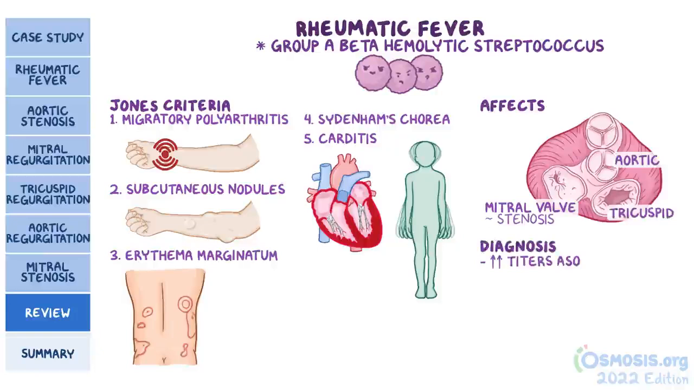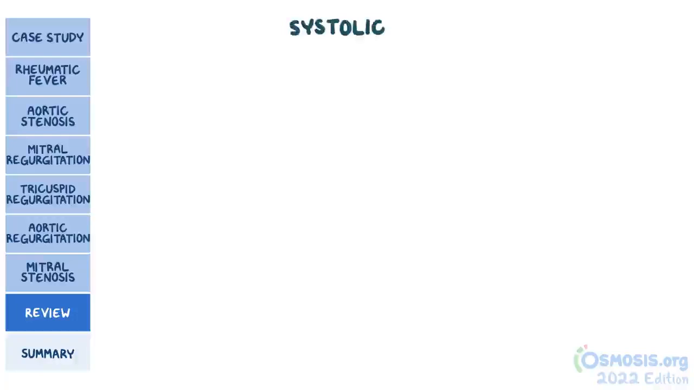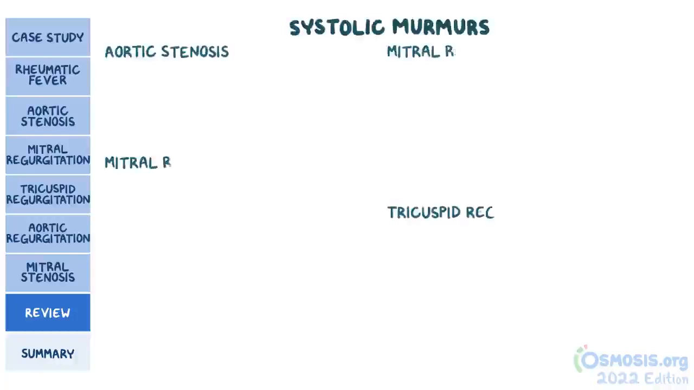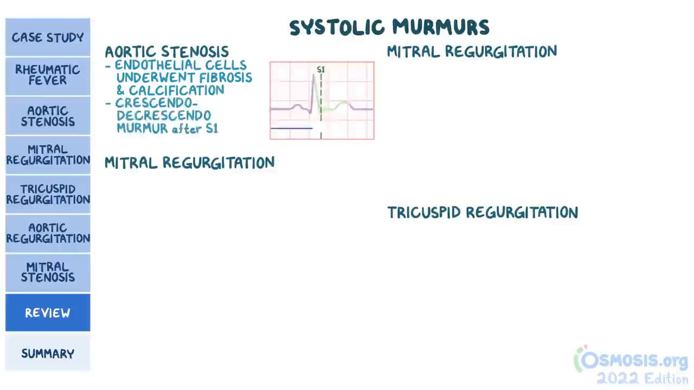Now, valvular disease can be classified according to the type of murmurs heard on auscultation, systolic and diastolic murmurs. Aortic stenosis, mitral and tricuspid regurgitation cause systolic murmurs, while aortic regurgitation and mitral stenosis cause diastolic murmurs. Aortic stenosis happens when the endothelial cells around the valves undergo fibrosis and calcification. Aortic stenosis has a specific crescendo-decrescendo murmur heard just after S1, and sometimes an ejection click can be heard.